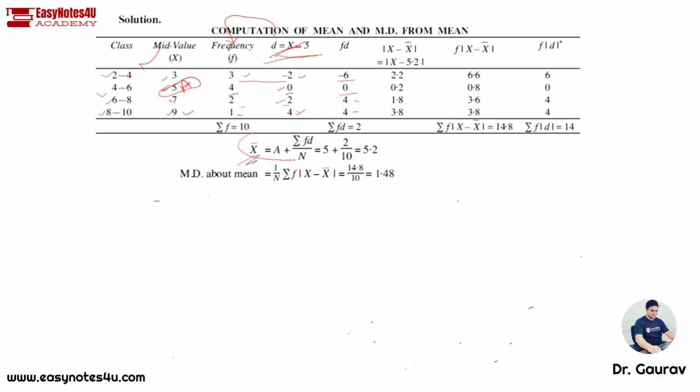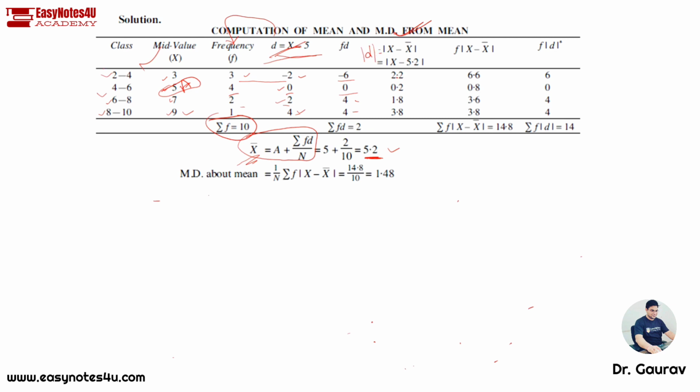So this is the formula to calculate the mean value: a plus summation fd divided by n. A, the assumed mean, 5 plus summation fd 2 divided by n. N, the total observations given, is 10. So it will be 5.2. So after calculating the mean value, we have to take the deviation of each and every value from the mean. So you can make it like that.